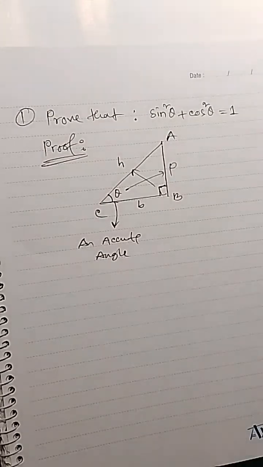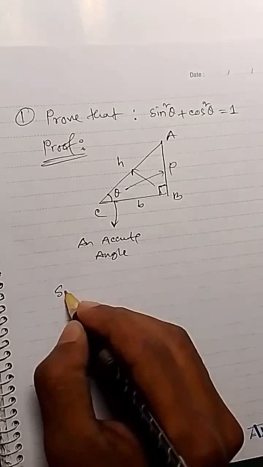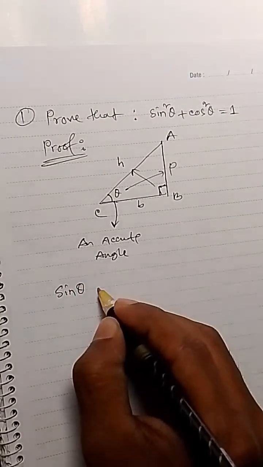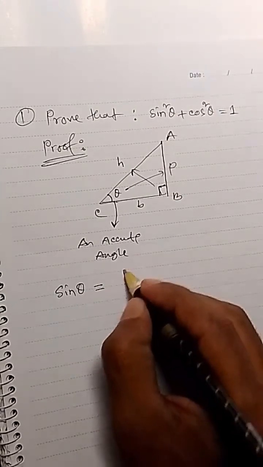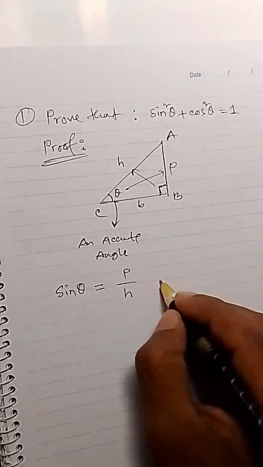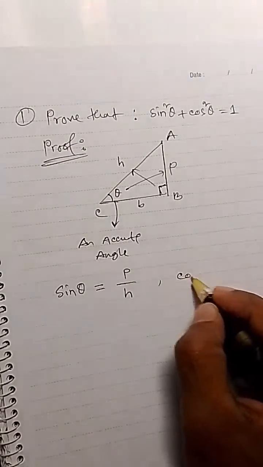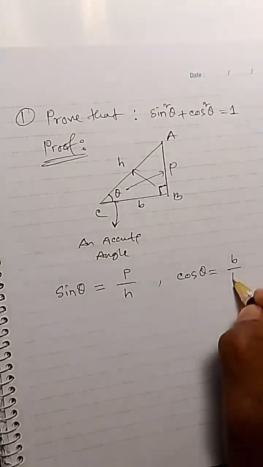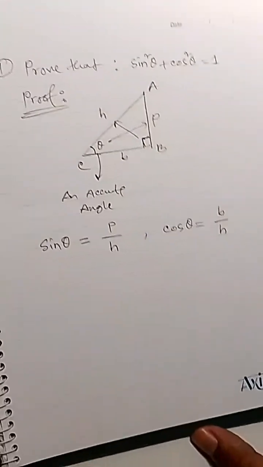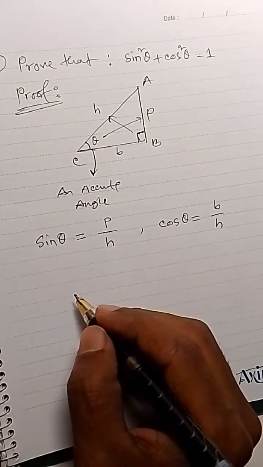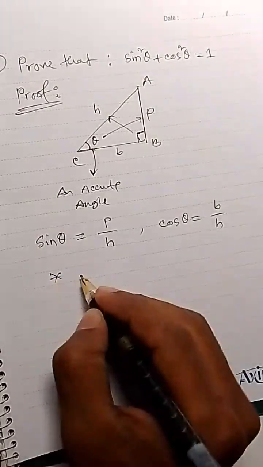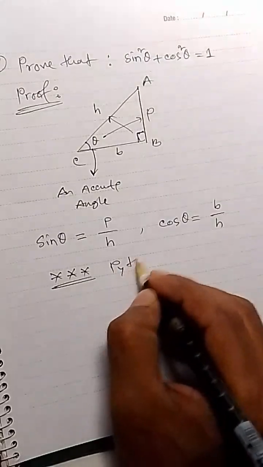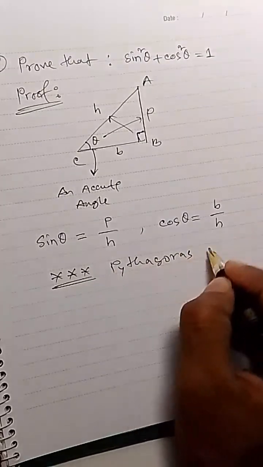So we know that sine theta is equal to perpendicular by hypotenuse, and we also know that cos theta is equal to base by hypotenuse. Okay, and the Pythagoras formula here, we have to know this one, the Pythagoras formula.